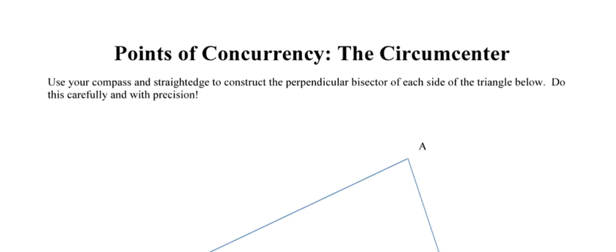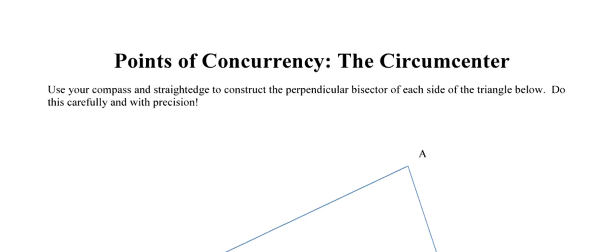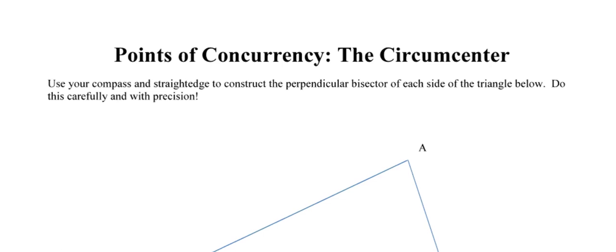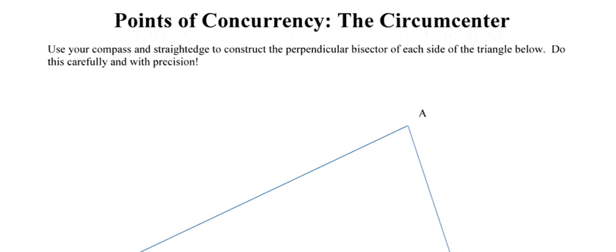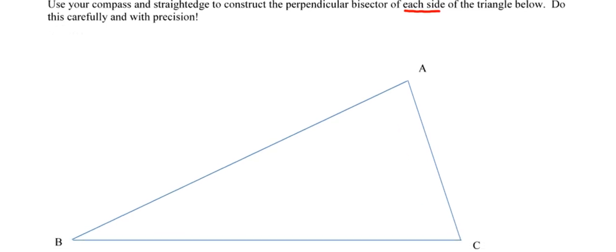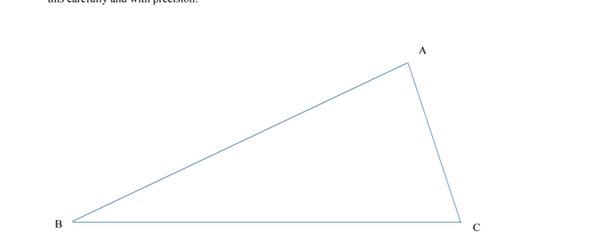I'm on the page in your notes packet where it says points of concurrency, the circumcenter. You want to be on exactly that same page in your notes packet, obviously. The directions for this ask us to use our compass and straight edge to construct the perpendicular bisector of each side of the triangle. So we're trying to construct the perpendicular bisectors of the sides. The sides of the triangle are made up of line segments. We're trying to construct the perpendicular bisector of each segment.